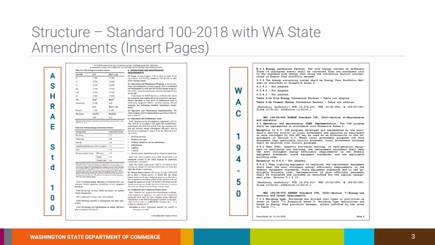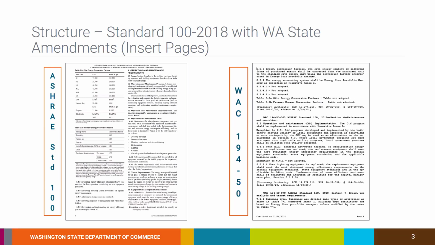This slide depicts excerpts from ASHRAE Standard 100 and WAC 194-50. Wherever a subsection has been amended for the Clean Buildings Performance Standard, it should be followed in lieu of the corresponding subsection of Standard 100. Keep in mind that there are also new sections and subsections in the WAC that did not previously exist in Standard 100.